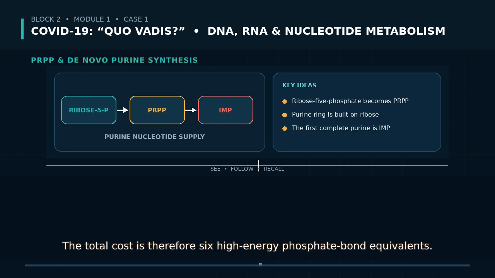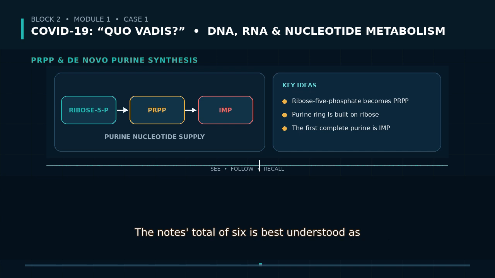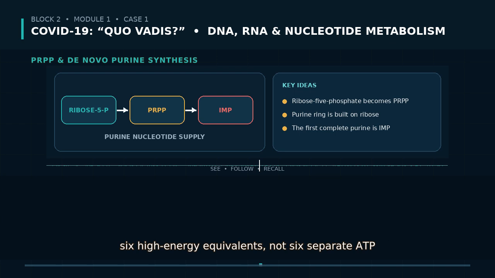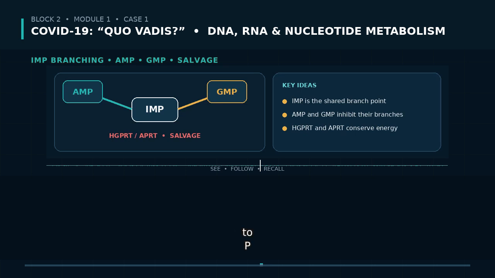AMP can be converted back to IMP by AMP deaminase. ATP tends to activate this enzyme, while GDP and GTP inhibit it. GMP can be converted to IMP through GMP reductase, with GTP acting as an activator and XMP as an inhibitor. These interconversions help maintain balance between adenine and guanine nucleotides.